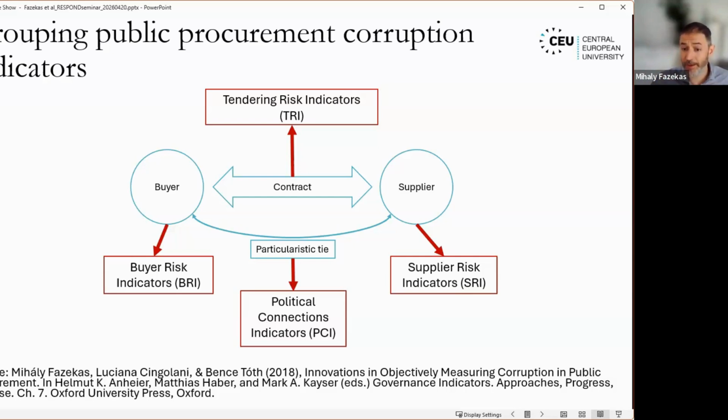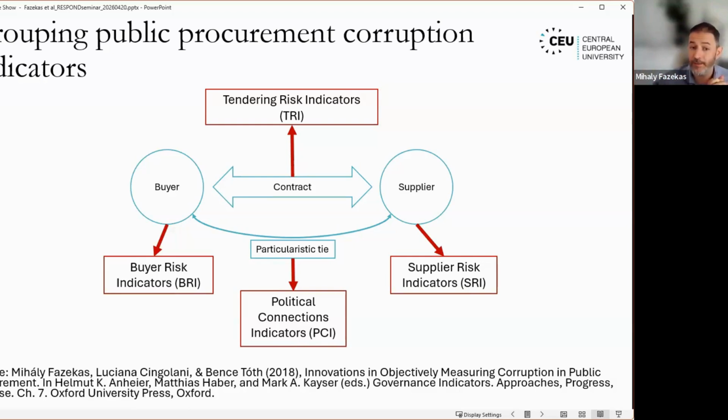Now, we have the supplier risk indicators. So these are risk indicators specific, inherent to suppliers, their owners, the financial performance they have, so on and so forth, where they are registered, tax haven registration.